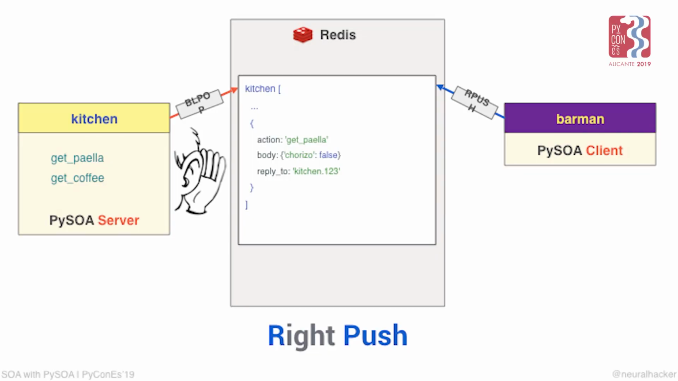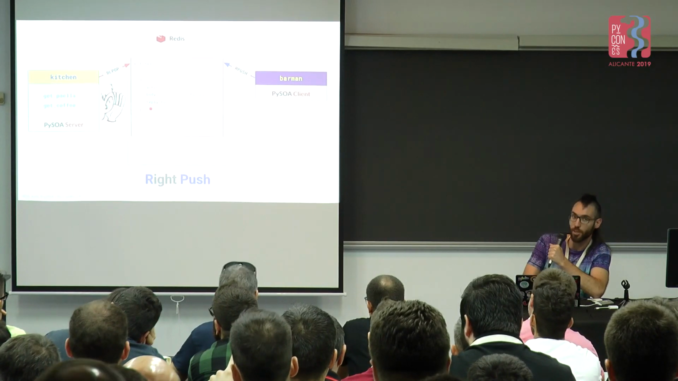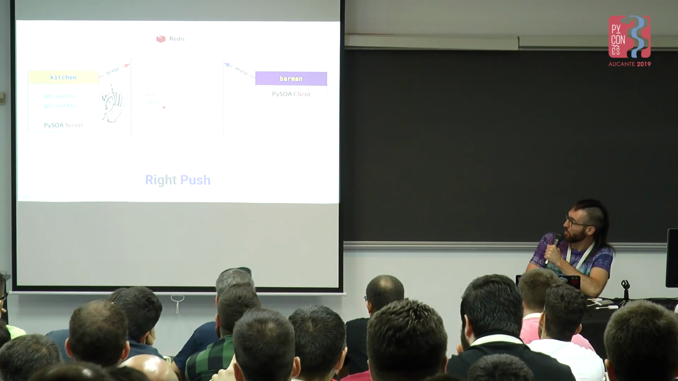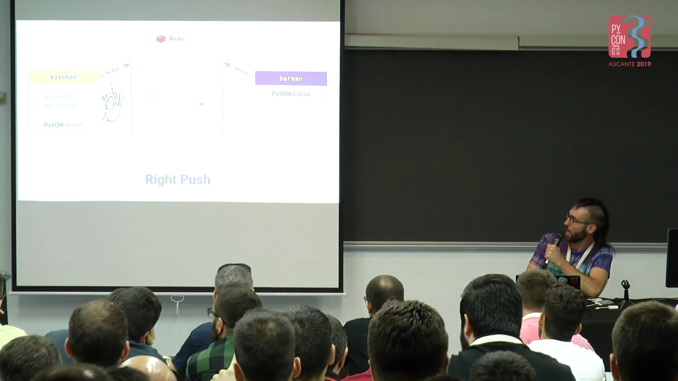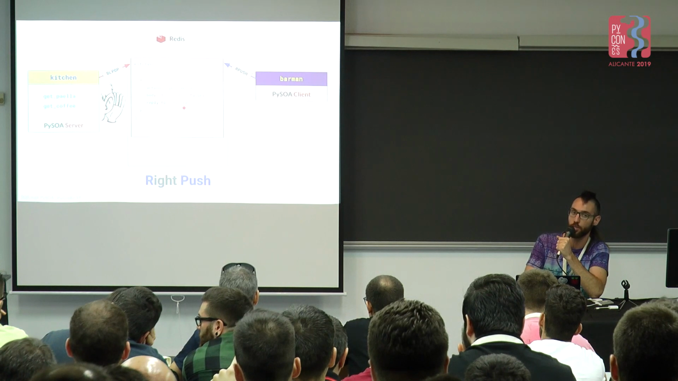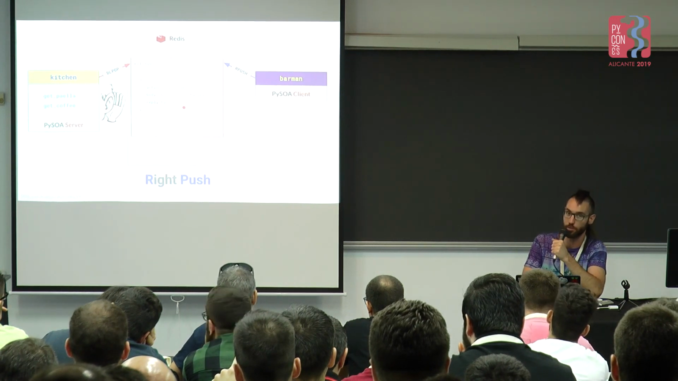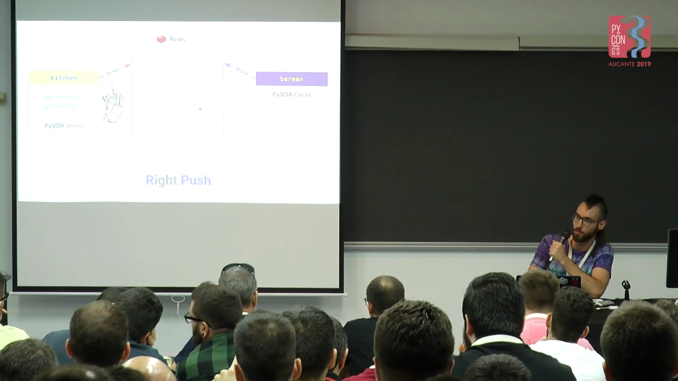Then the barman is going to send a message, a push, saying the action that it wants to call. In this case, we're going to order a paella with no chorizo, and the reply-to is going to tell an address in Redis, a key in Redis, where we want to get the answer. I simplified a lot here, but this is handled by PySOA. PySOA uses a different algorithm to decide the number, the address, but here I simplified with 1, 2, 3.